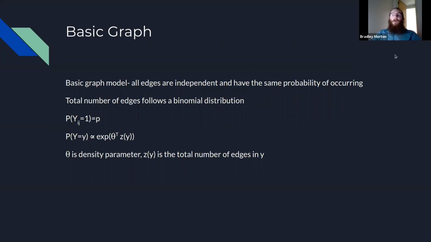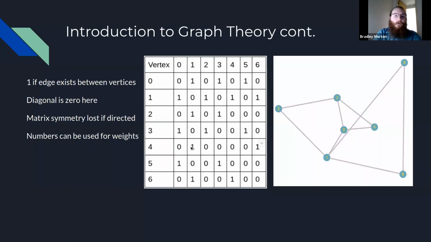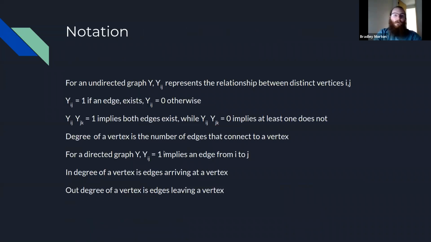And so we'll now go to the basic graph model, where all edges are independent and have the same probability of occurring. This ends up being used when we're doing model fits as the null hypothesis, where you start with, okay, let's not even look at any other features of the graph. We're just going to say every edge has the same independent chance of occurring. And in this situation, the total number of edges will follow a binomial distribution. Here theta is the density parameter and z of y is the total number of edges of y, which corresponds to the example given here for the simplest case.